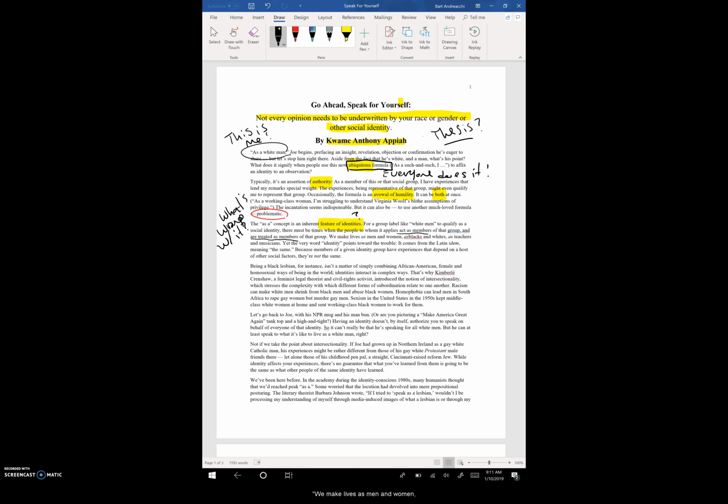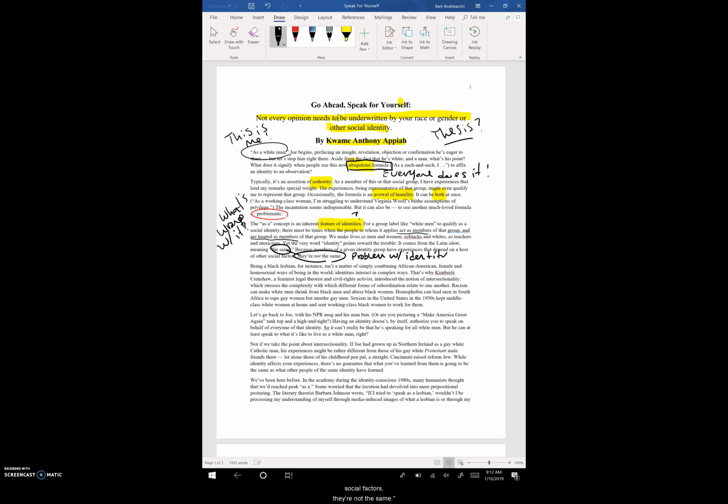We make lives as men and women, as blacks and whites, as teachers and musicians, yet the very word identity points toward the trouble. So there's that word identity again. It comes from the Latin idem, which means the same. Because members of a group identity have experiences that depend on a host of other social factors.